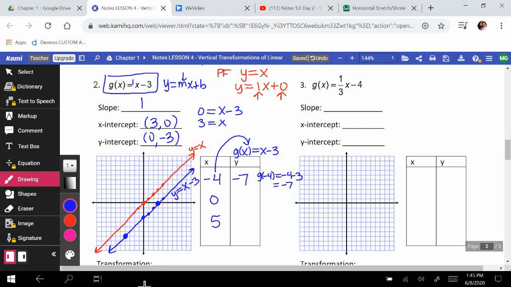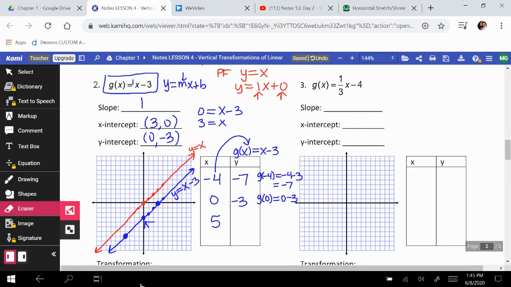It looks good. If I plug in 0, what does g of 0 look like? 0 minus 3. My output would be -3. Oh, I already have that point graphed right there. 0, -3 is on my graph. That looks good. So far so good.